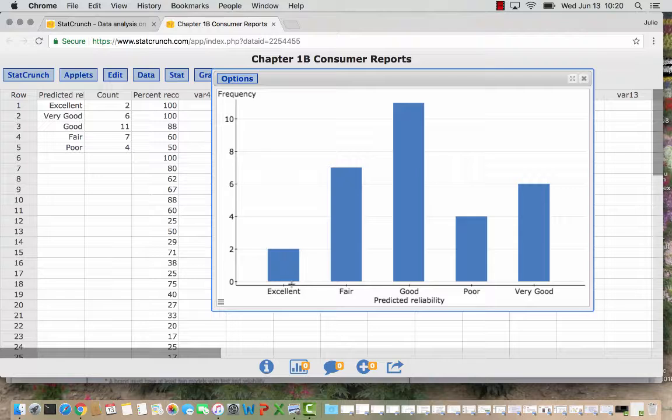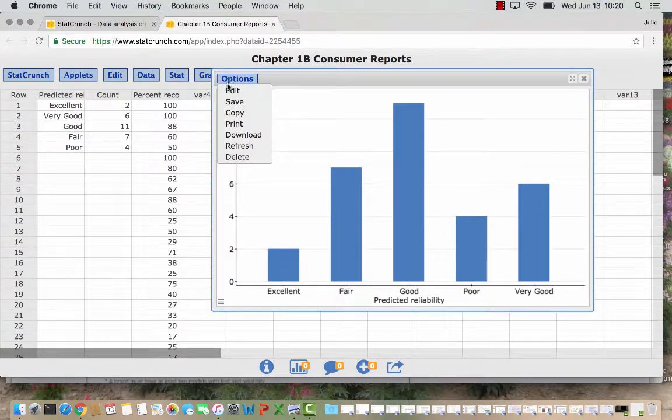Look at the order. It's going from excellent to fair to good to poor to very good. So how did StatCrunch decide on this order? Well, StatCrunch alphabetizes by default. So in terms of comparing, you kind of have to look from excellent to good. Oh, and very good's over here.